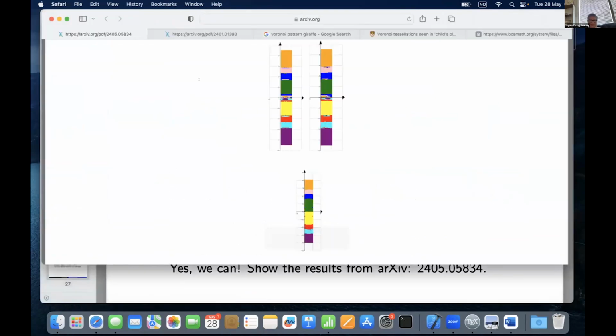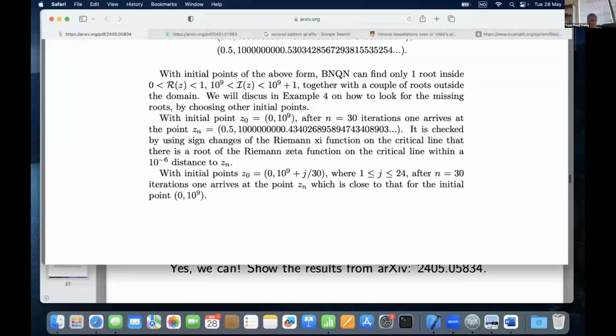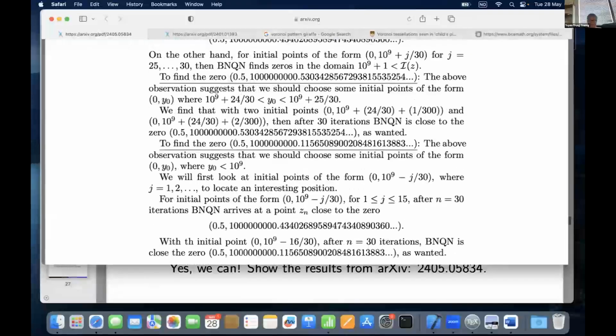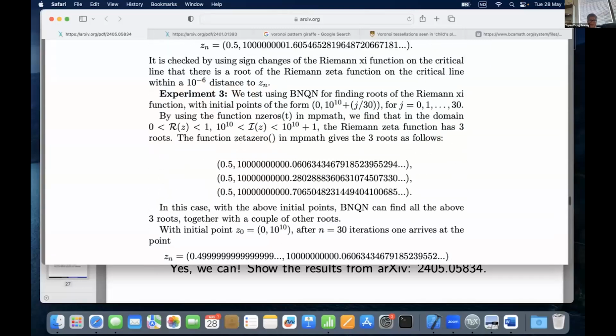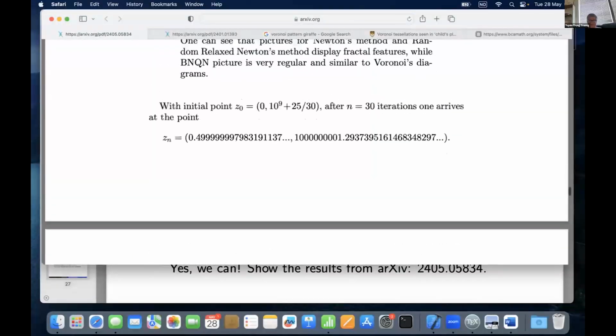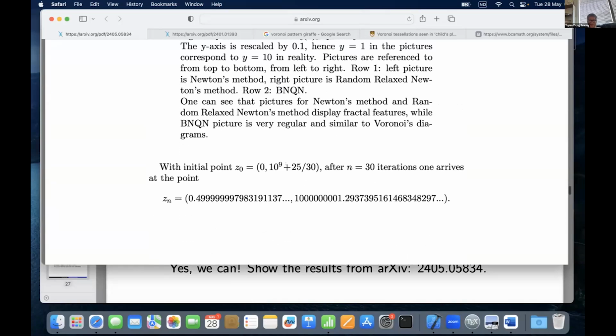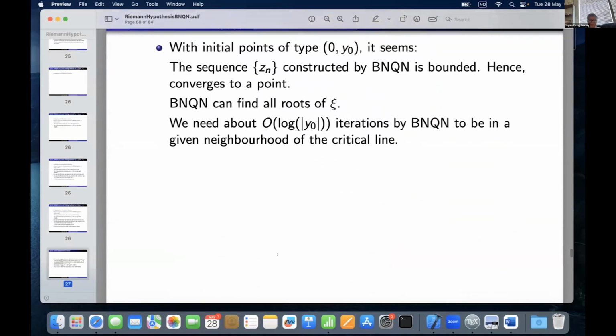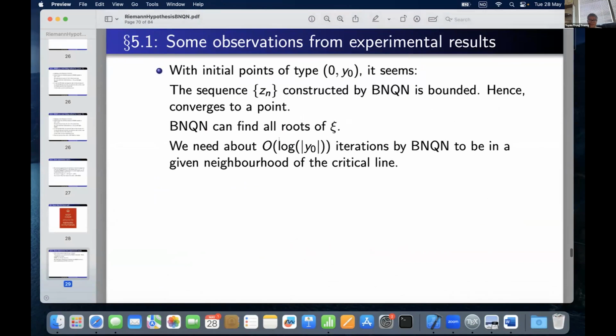For example, in this paper, we check it for very big numbers like this. We try to find those where y0 is between 10^9 and 10^9 plus 1. And we found that we can find all these roots by looking at points on the y-axis, with 0, y0 and y0 between 10^9 minus 1 and 10^9 plus 1, by BNQN. And then we also found many other observations.